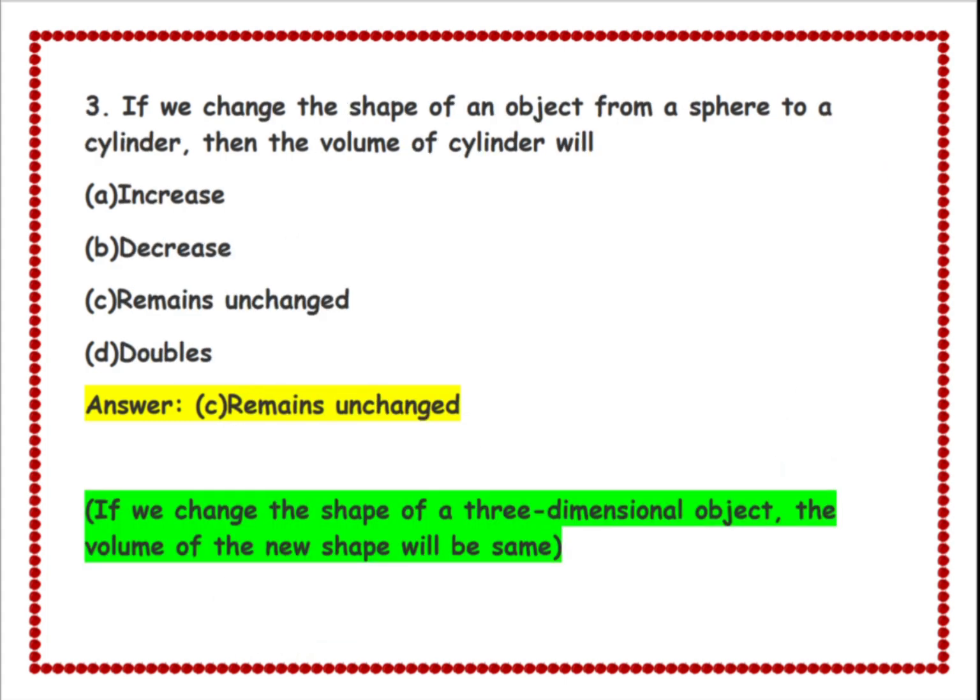Now, moving to next question. If we change the shape of an object from a sphere to a cylinder, then the volume of cylinder will. The correct answer is, it will not change. That is option C, remains unchanged. That is, if we change the shape of a three-dimensional object, the volume of new shape will be same. If you recast a solid from one shape to another, the volume remains unchanged.